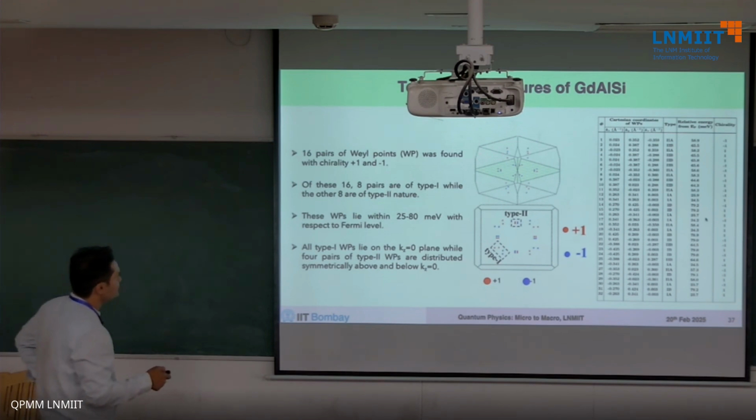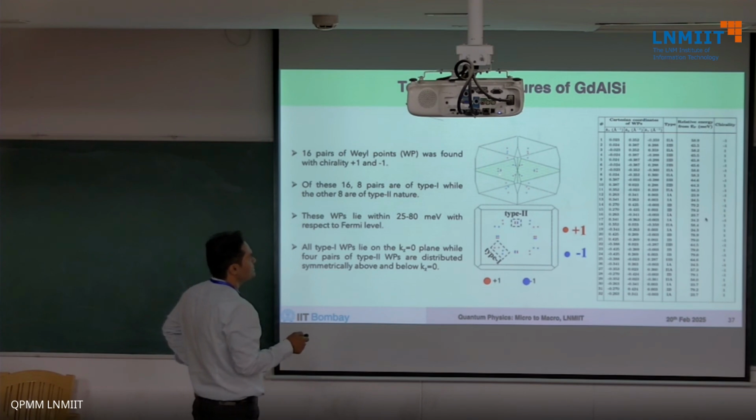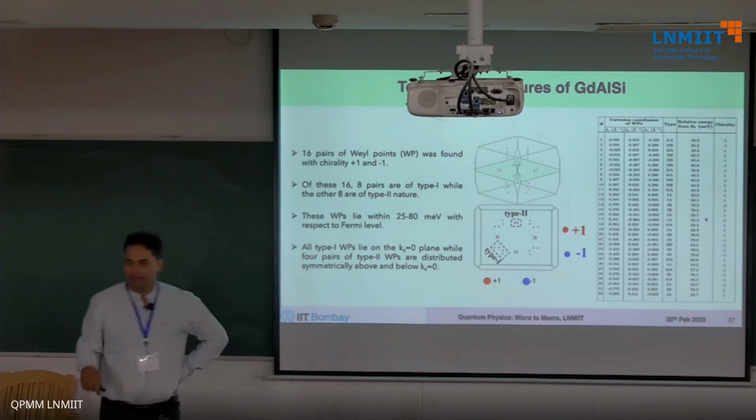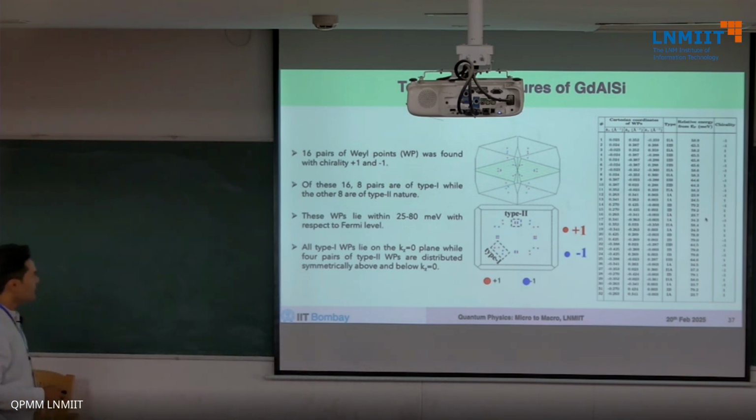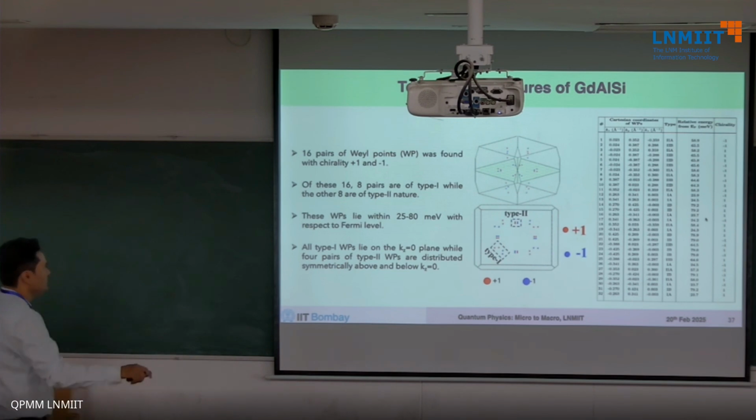And these points, blue and red, basically show that one of those crossings is with chirality +1, the other is with chirality -1. This is just a different motif of the same. And you can see that some of these Weyl points are of type 2, while some others are type 1, depending on the nature of the crossing.